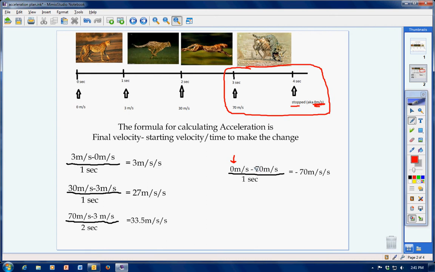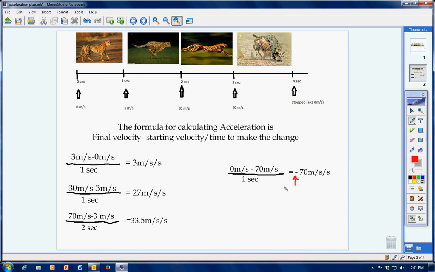minus 70. That's going to give us a negative number. All right? And that's important because that negative number means something. So we have the negative 70 divided by 1 second, and that ends up with our negative 70 meters per second per second. And what that negative sign means is that it's not speeding up, it's instead slowing down. And if you think about it, as the cheetah comes to a stop, that's slowing down.